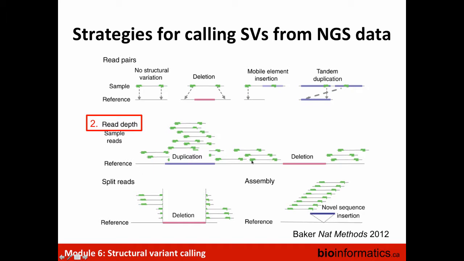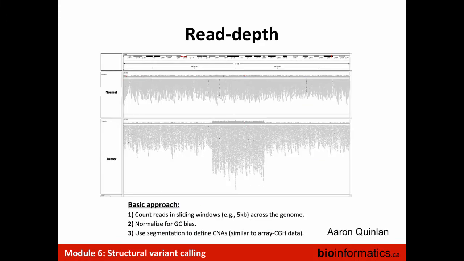Maybe a slightly easier approach is the read depth approach. This is much more similar to what's done for copy number variants using arrays. Here's an example where it jumps out quite clearly. You've got a normal sample, and this is showing you the coverage. And you have a tumor sample, and clearly there are many more reads mapped into this region. But given that the DNA was all sheared at the same time, the interpretation is that there are multiple copies in the genome somewhere of that particular piece of DNA.